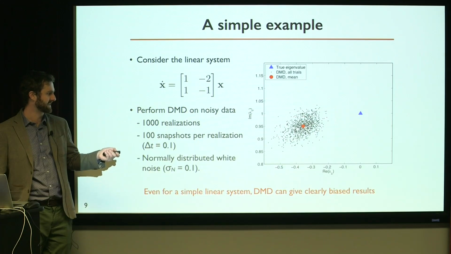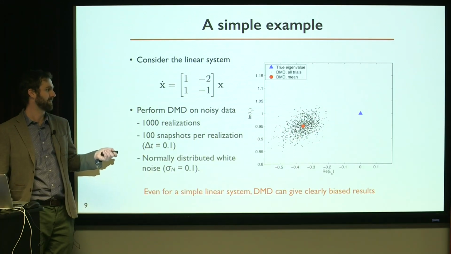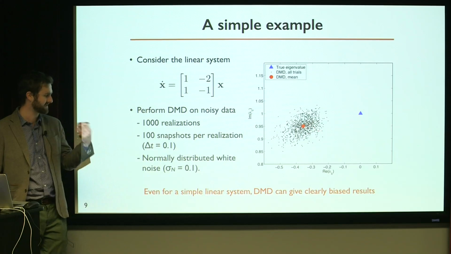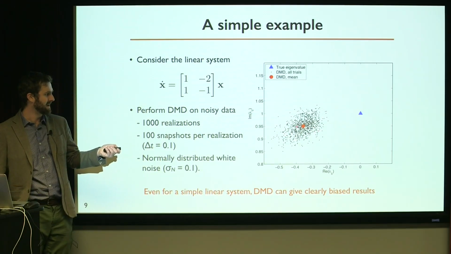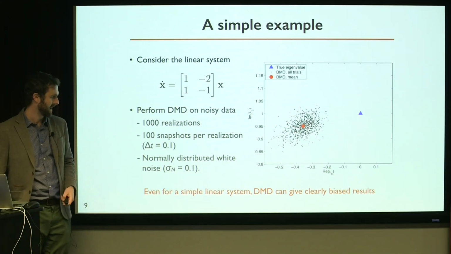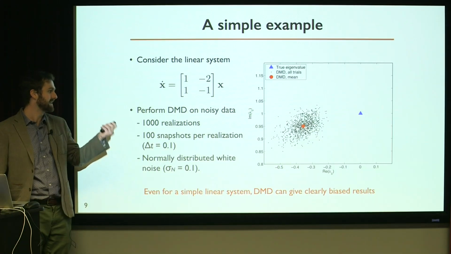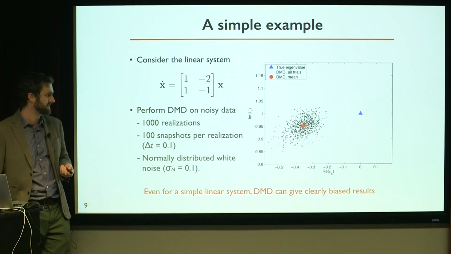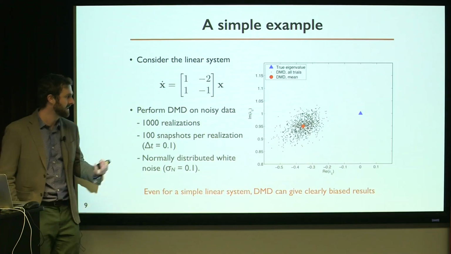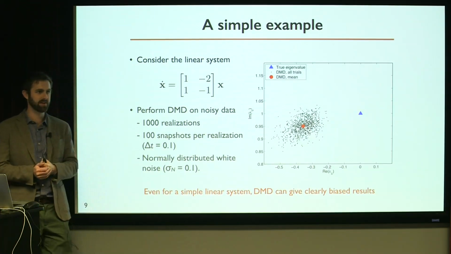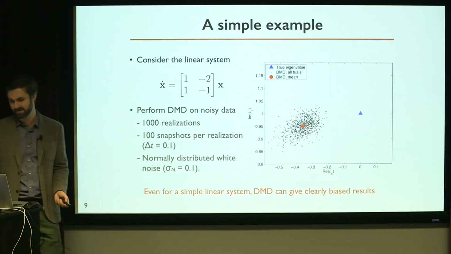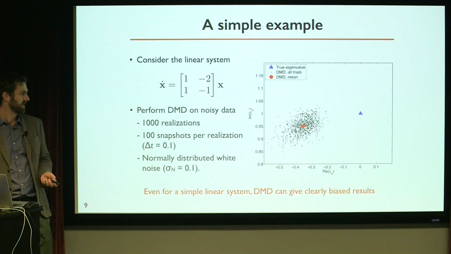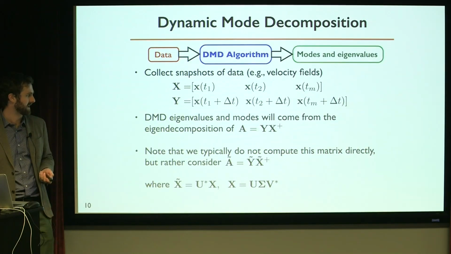So what I'm showing here is a scatter plot of the results of applying this algorithm to noisy data for 1,000 different realizations of noise. And we see that even if we take the mean of all of those realizations, we're nowhere near the true answer, which is surprising, perhaps, for what is a very simple system, and also particularly concerning if you're looking to use this algorithm for more complex systems where you don't know what the correct answer is. So we wanted to understand why this is the case.